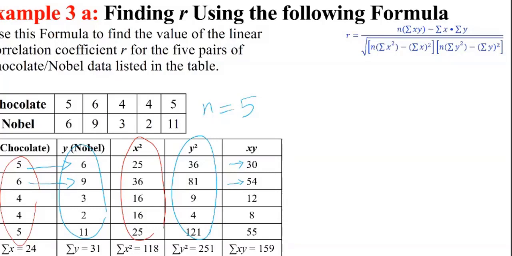So can it be done by hand? Well, when we have only 5 pieces of data, it's manageable. Do you have to do it by hand? No, but you should know how it's done because of the formula.